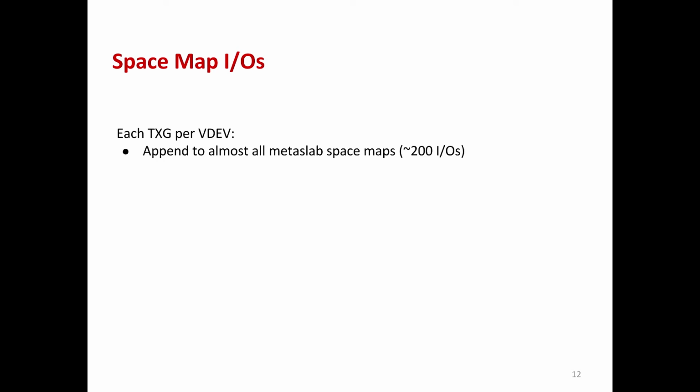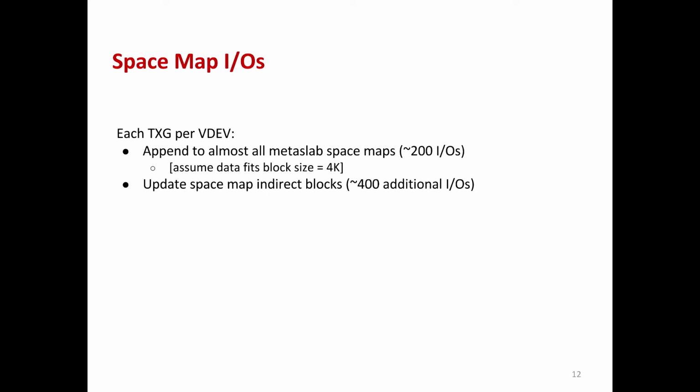So let's do a quick arithmetic of how many IOs we do just appending to each spacemap. Every transaction group, in every VDEV, we append, as I said, to almost all metaslab spacemaps, so around 200 IOs because we have around 200 metaslabs. And that's assuming that the entries we have to write into them fit within that 4K block size that we have already by default in ZFS.